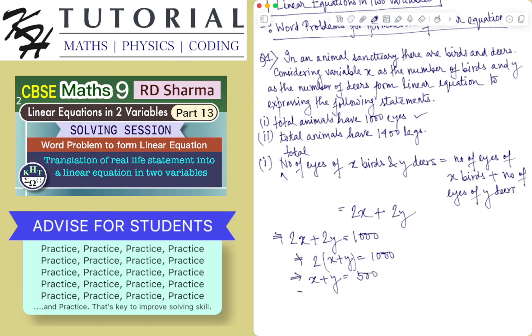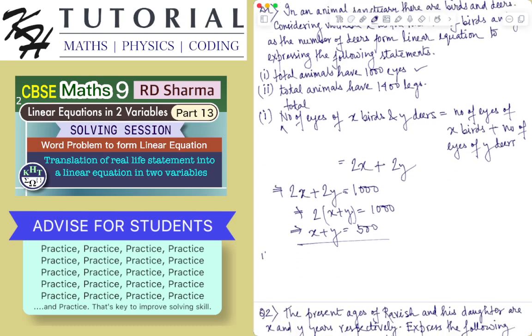So this is the linear equation in the variables x and y that expresses the statement total animals have 1000 eyes, where x is the number of birds and y is the number of deers.